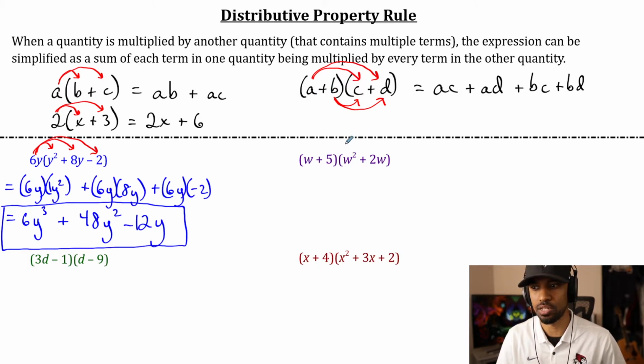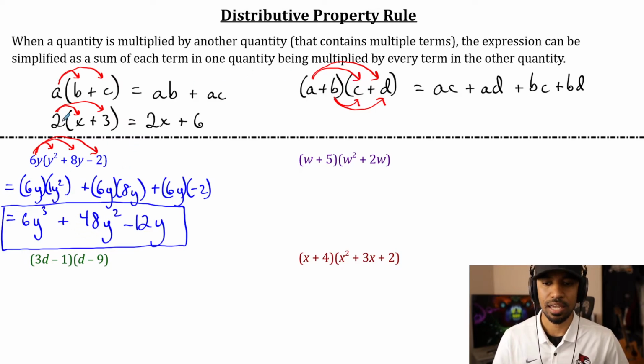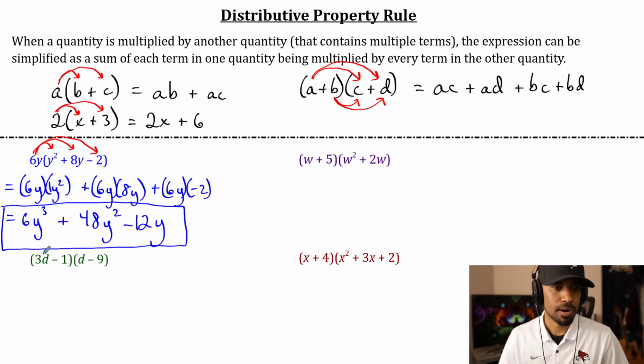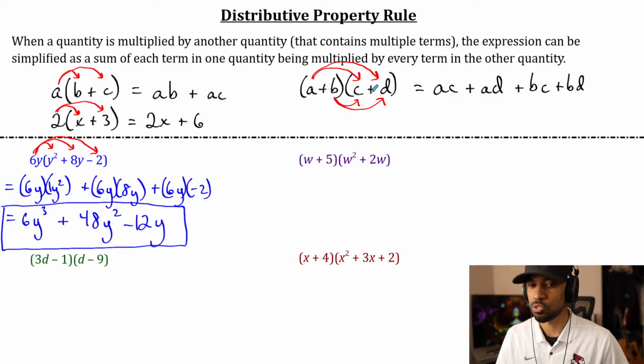I'll show you something else when I do this next problem here. But that's the general idea here. Each term in one quantity multiplies with every term in the other quantity. So in this bottom problem here, I'm going to take the 3d and the minus 1 and treat them separately. Notice that a never multiplied with b and c never multiplied with d. A adds with b, c adds with d.